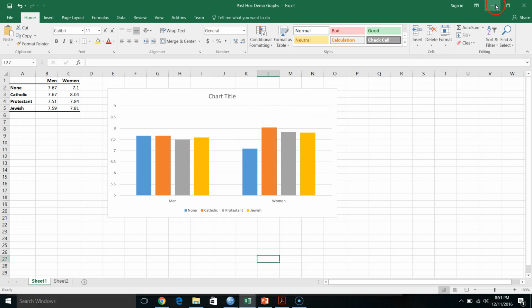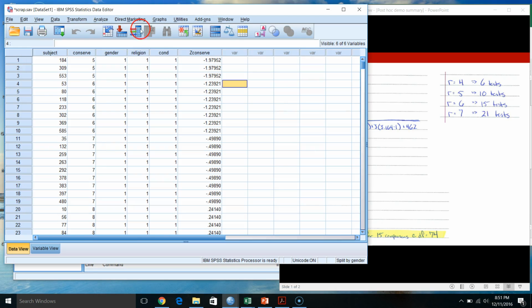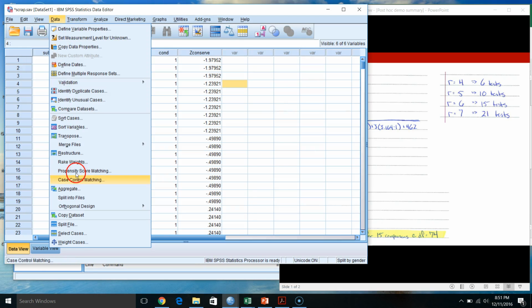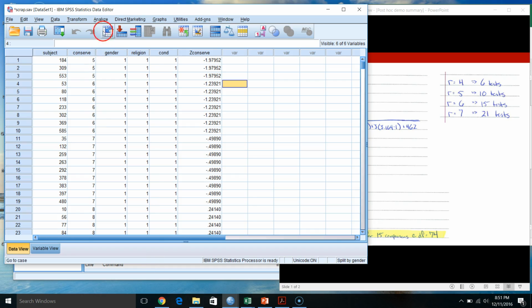Okay, so what we're going to do here is we will go to Data, Split File. This time, instead of splitting the file by gender, we're going to split the file by religious affiliation. What this is going to do is allow us to test whether or not we see differences across men and women within each one of these religious groups. Okay, so I'm going to hit Paste.